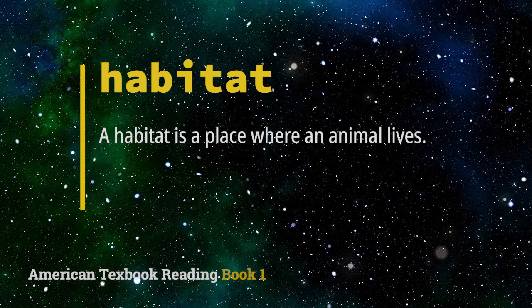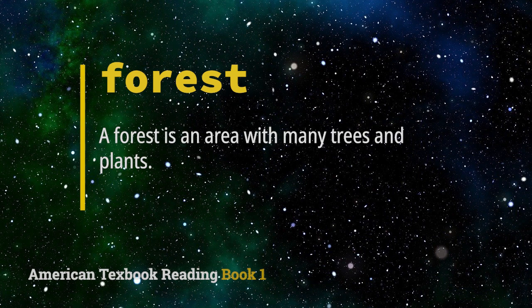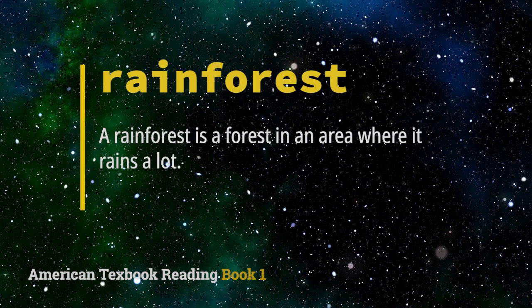Habitat. A habitat is a place where an animal lives. Forest. A forest is an area with many trees and plants. Rainforest. A rainforest is a forest in an area where it rains a lot.